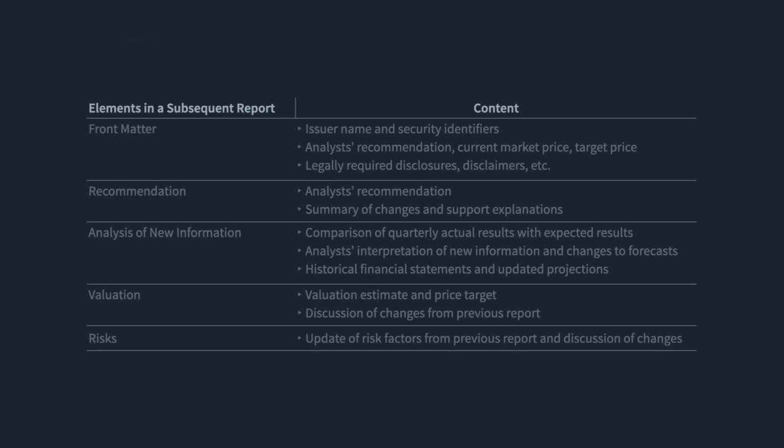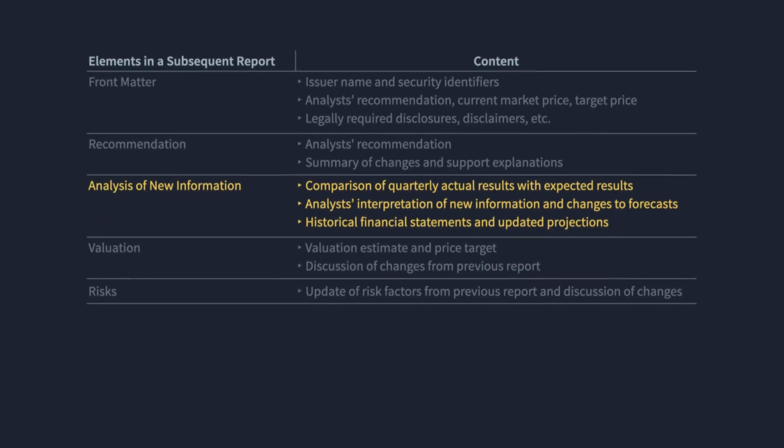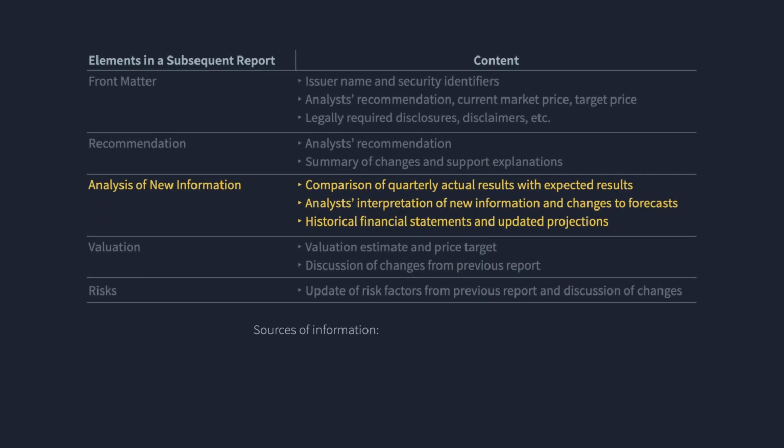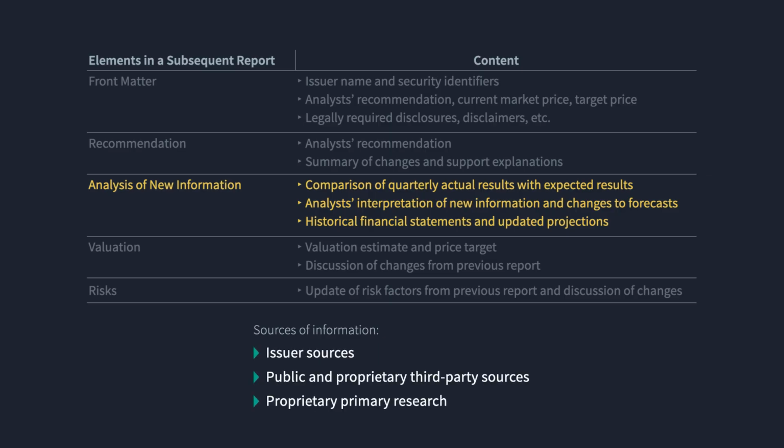Subsequent reports do not need to include as much information, but they do need to document and analyze all new information that is relevant to the company's valuation since the last report. The sources of information that are used to form the basis of these reports include company disclosures, public and proprietary third-party sources, and proprietary primary research.